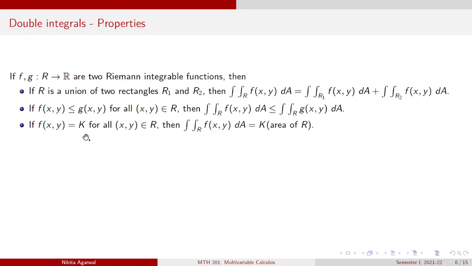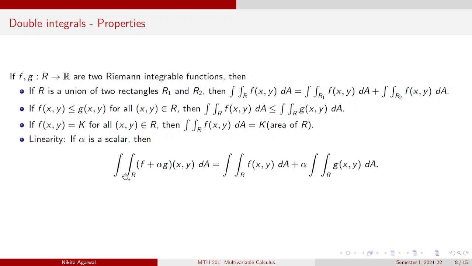If f is constant, equal to k on the entire rectangle, then the double integral of f over R is nothing but k, that constant, times the area of R. In this particular scenario, you actually get a cuboid. Your solid S that we described earlier is a cuboid. Now for a cuboid, you know what the volume is. It's the area of the base times the height. Height is constant now, which is k. So that's what you get.